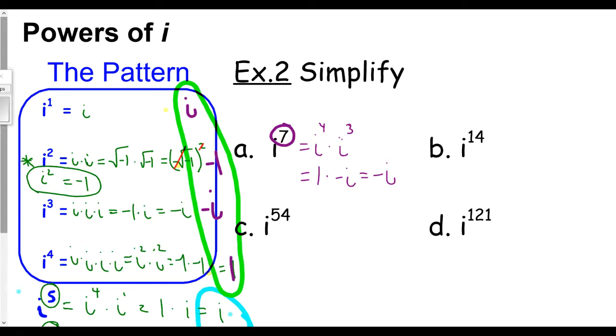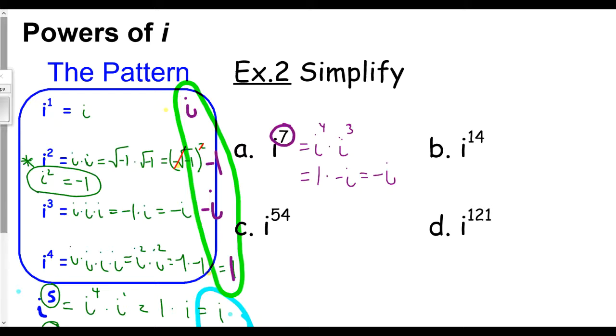But what happens if I want to do something like the next example, which is i to the 14th? Do I really want to sit there and count, 1, 2, 3, 4, that's one group, 5, 6, 7, 8, that's the second group, 9, 10, 11, 12, that's a third group, 13, 14, so two more, so it's the same thing as i squared? Sure, you could go through and do that. You could literally count it out like this.